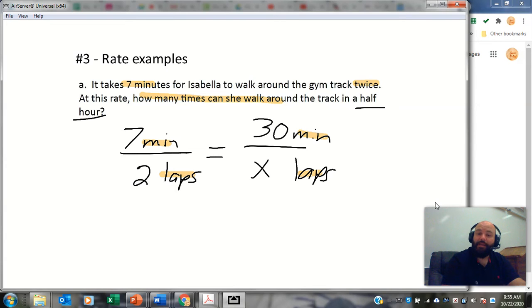Now, you might say, well, what if I switched them? What if I had laps on top and minutes on the bottom? You could actually do that, and it would not matter.